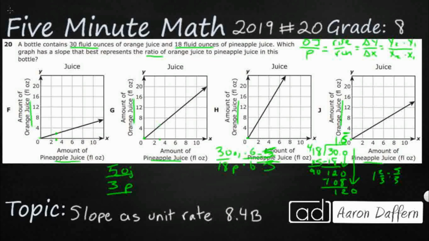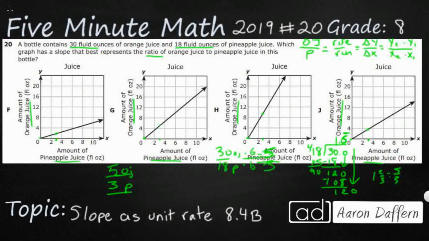What if we did this? 3 pineapple. Ooh, no. 3 pineapple gets me 9 or 10 orange juice. That's not going to work. And then 3 pineapple gets me pretty close to 5 right there. So G is looking pretty good.